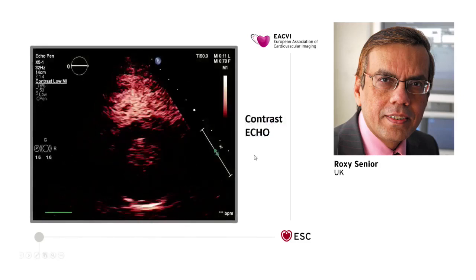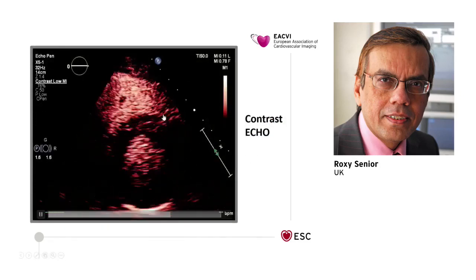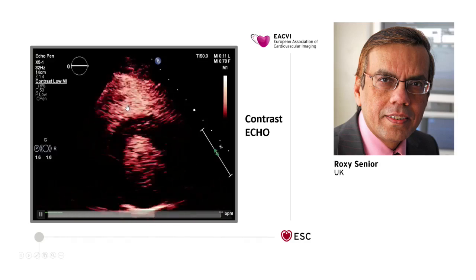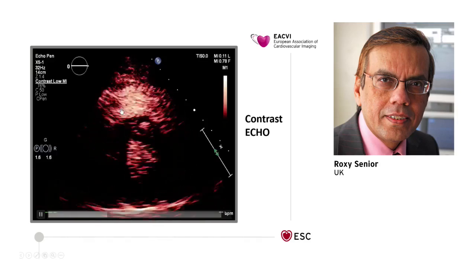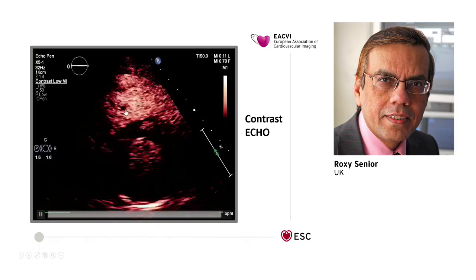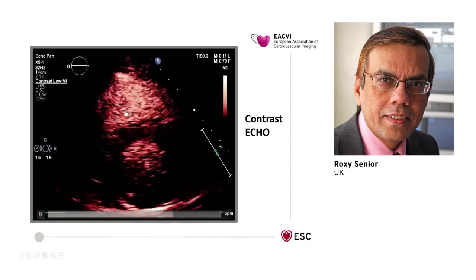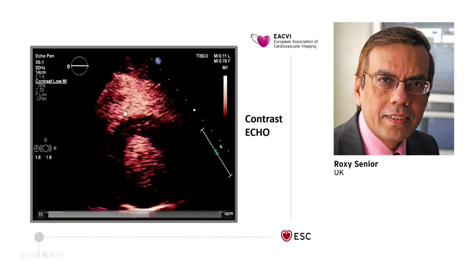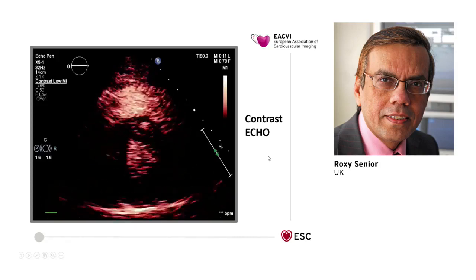So then this is another patient, again, RV dysfunction, and here again we see a mass, and we injected contrast in the same low MI contrast-specific imaging, and you can see now that this mass doesn't have any contrast uptake, and there's a lot of contrast outside, and we called it a thrombus, and this patient was then managed appropriately with antithrombotic therapy.